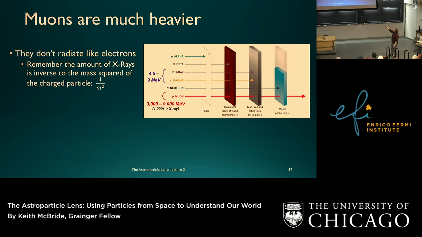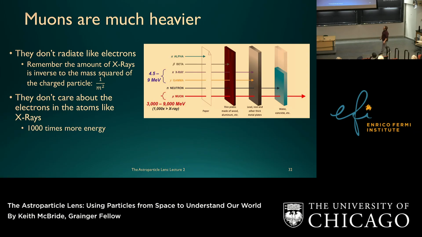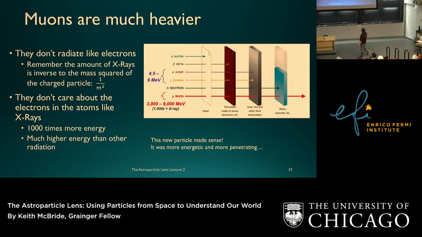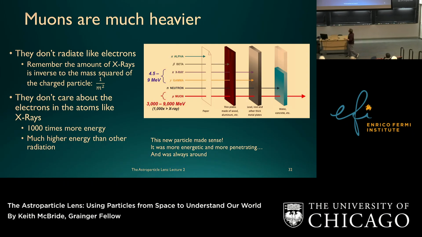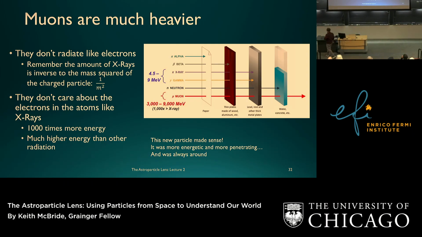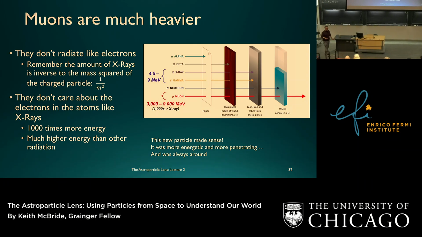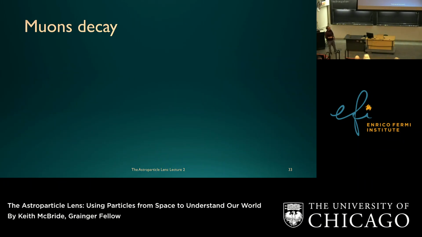And so when we compare that to the other radiations, right, we have the muons having 1,000 times the energy and able to go through much more material. They don't care about the electrons and the atoms like the other radiations do. They usually have 1,000 times more energy, much higher energy than other radiation. But this new particle made sense to scientists at the time. It was more energetic, it was more penetrating, and it was able to always be there, right? It was always the cosmic radiation that was mysteriously discharging in different materials.